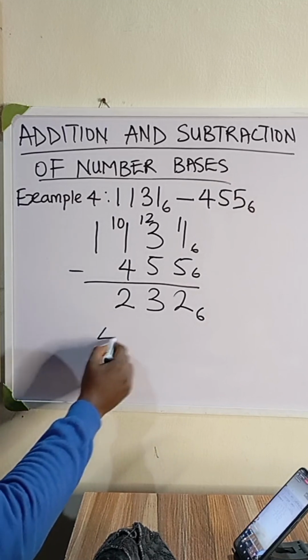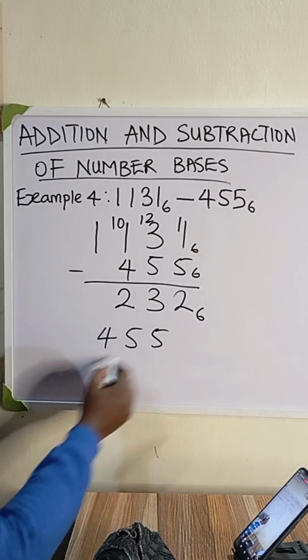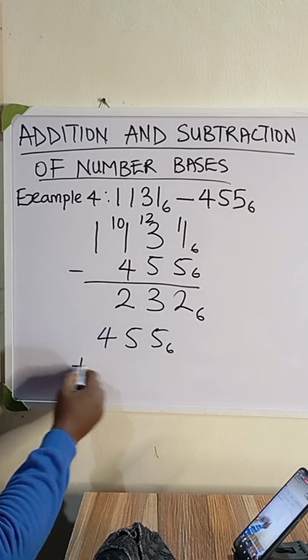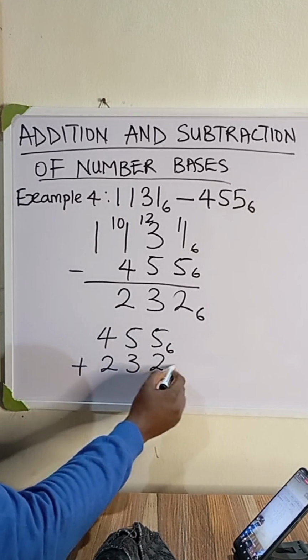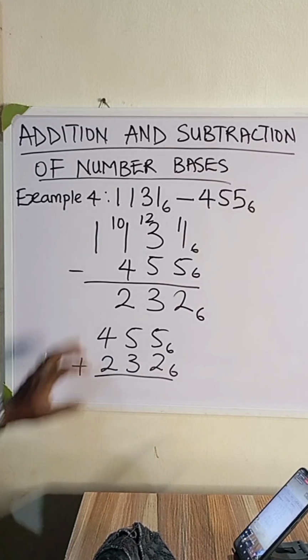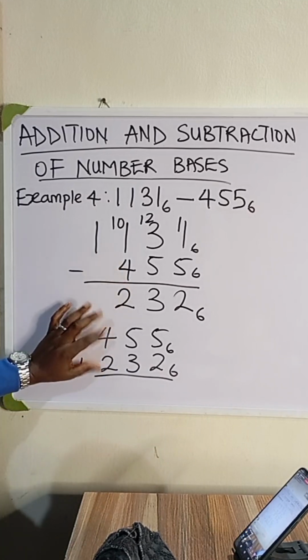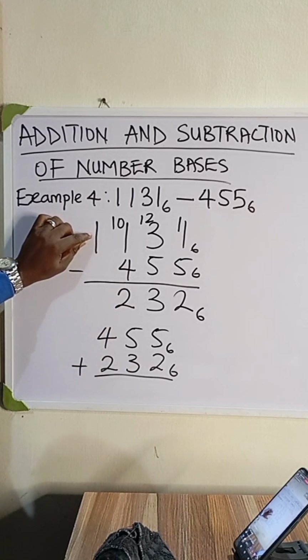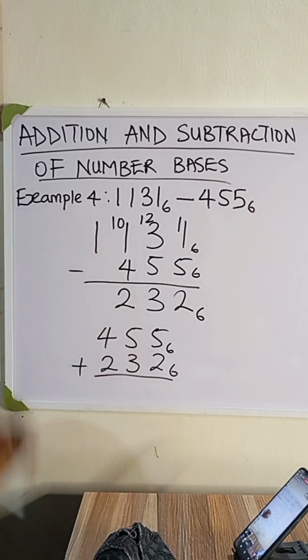If you do 455 base 6 plus 232 base 6, what will you get? We have already learned addition. So if this process is correct, if you add these two together, you are supposed to get this. So let's confirm it. Go ahead and try it out.